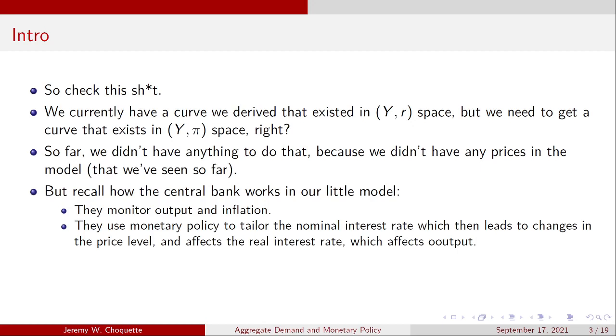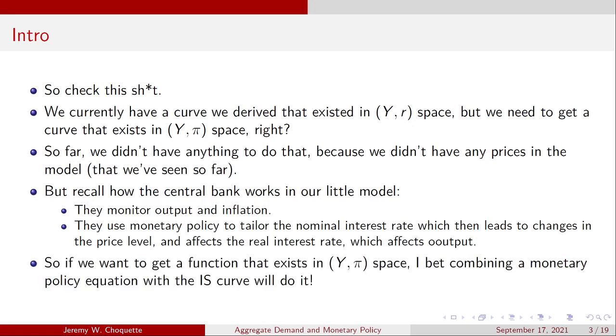So if they can set that interest rate, it's going to lead to changes in the price level via fluctuations in the interest rate. Therefore, if they're setting the nominal interest rate and it's leading to some change in the price level, theoretically it should be affecting the real interest rate. And when the real interest rate gets affected, output gets affected. It says output there, but it's supposed to be inflation. It was a typo on my end. Oops.